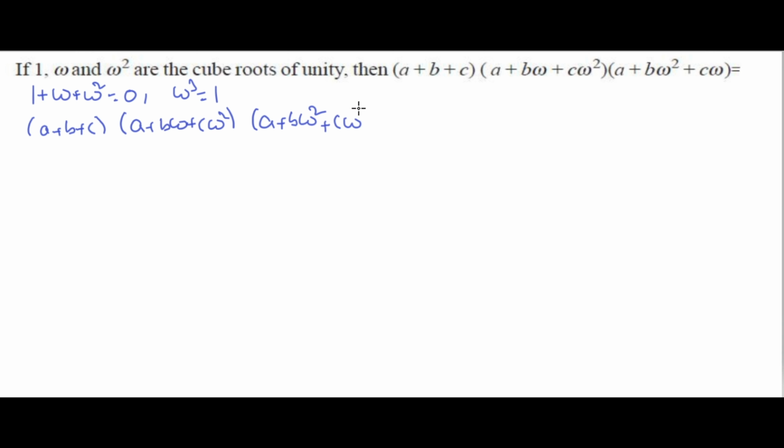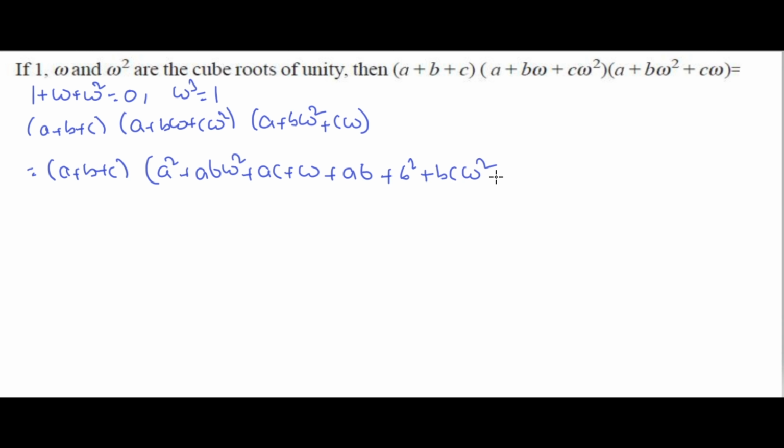plus c omega), that is equal to (a plus b plus c) into, multiplying these two, a into a, square plus ab omega square plus ac omega plus ab plus b square omega cube, that is 1, plus bc omega square plus ac omega square plus bc omega power 4, that is omega, and c square omega cube, that is 1. So that is equal to (a plus b plus c) into a square, next we write the value of b square, next c square.